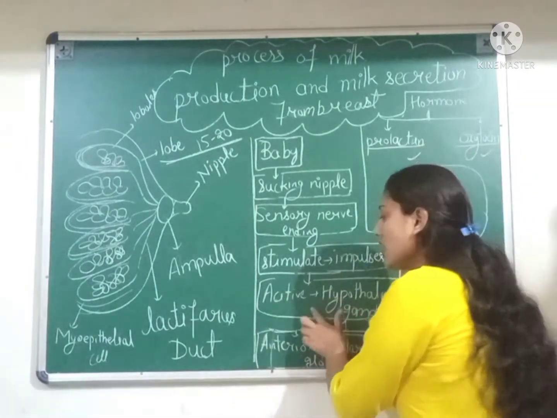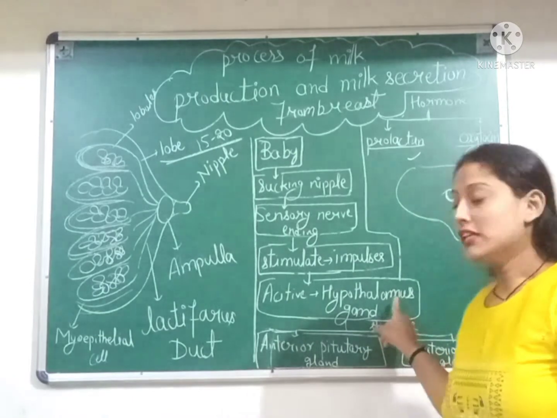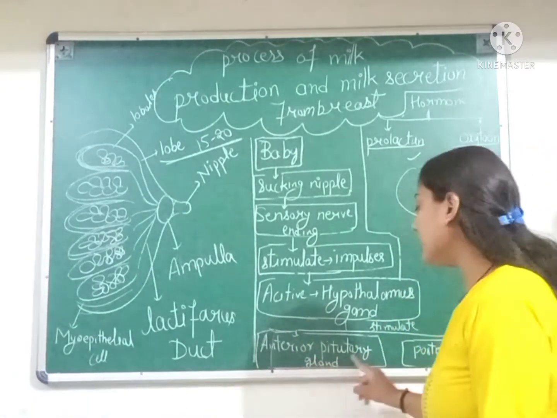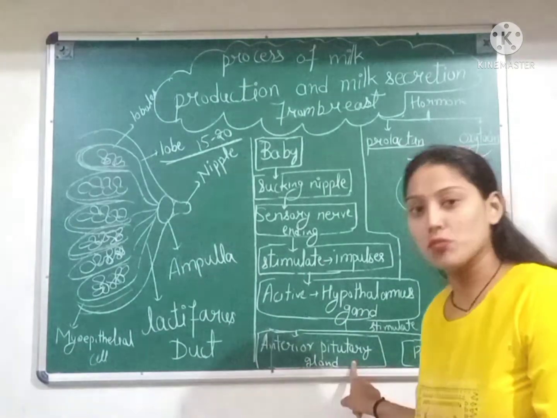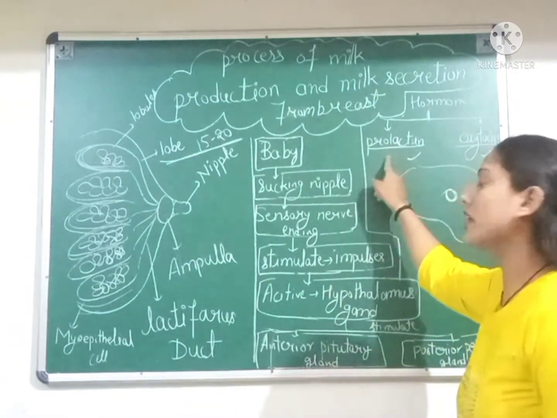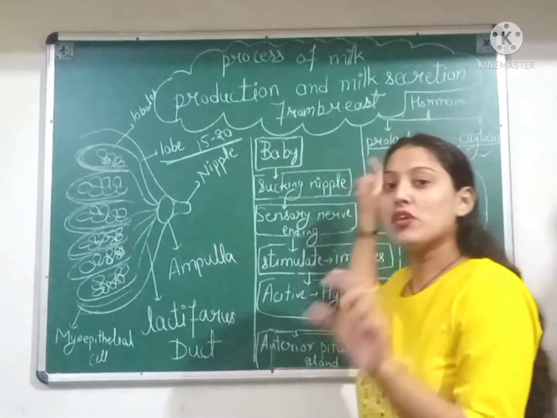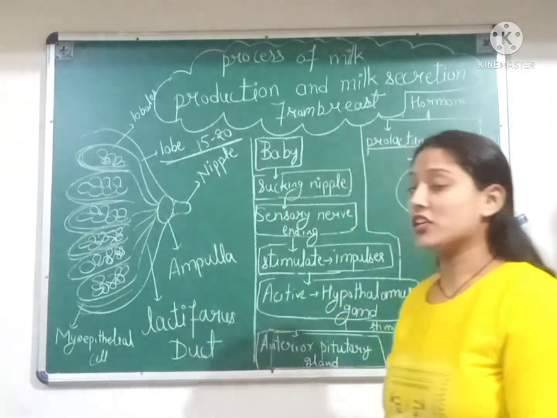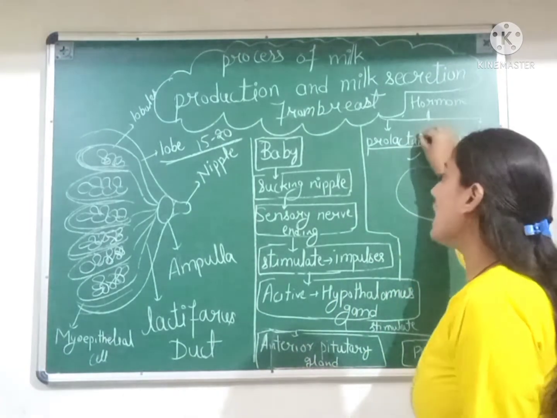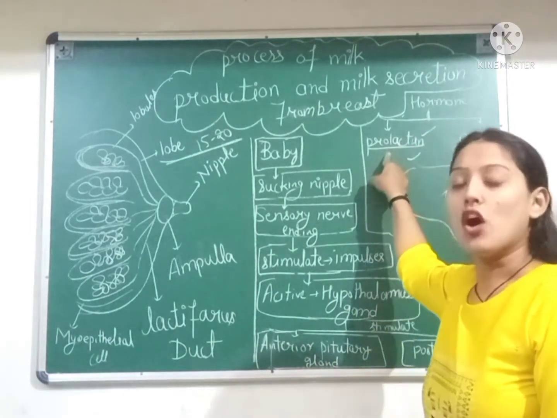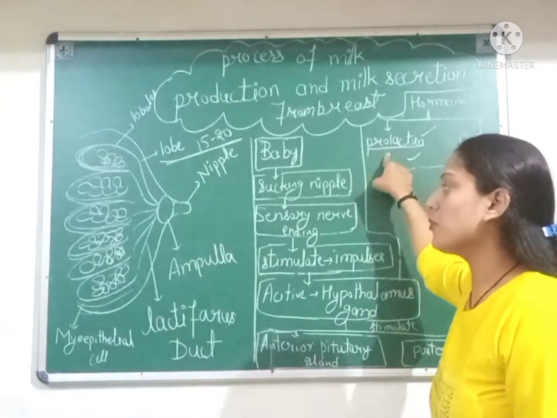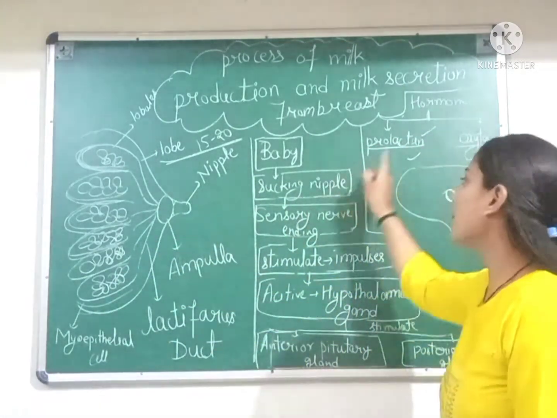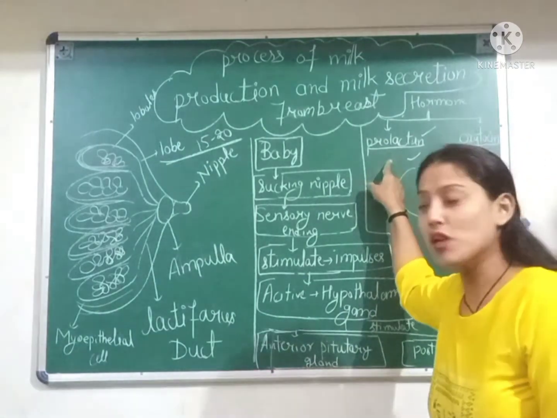When the hypothalamus is active, it stimulates the anterior pituitary gland, and the anterior pituitary gland secretes a hormone called prolactin. So which hormone is responsible for the production of milk? The answer is that the prolactin hormone is responsible for the production of milk.